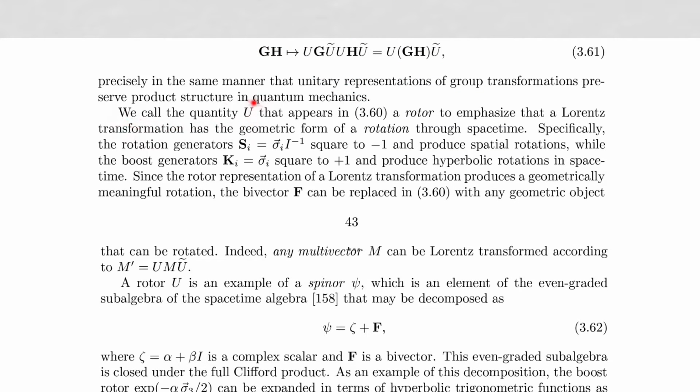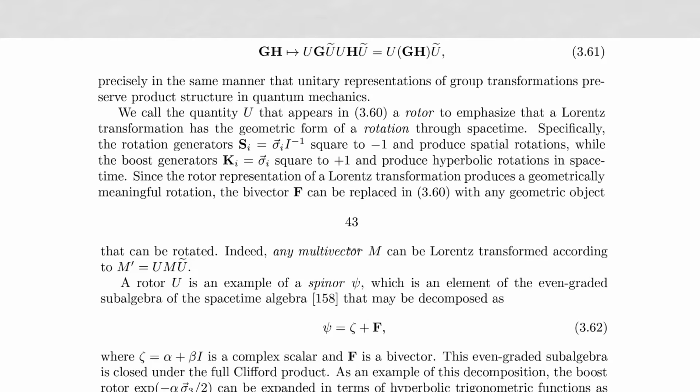Then they remind us we call the quantity U a rotor to emphasize that Lorentz transformations have the geometric form of a rotation through spacetime. And we studied that a lot in our last two lessons. Just remembering that rotation has to be understood in a rather general way to include boosts, which are these hyperbolic rotations, right? Specifically, the rotation generators, S, square to -1 and produce spatial rotations, while the boost generators, K, square to +1.